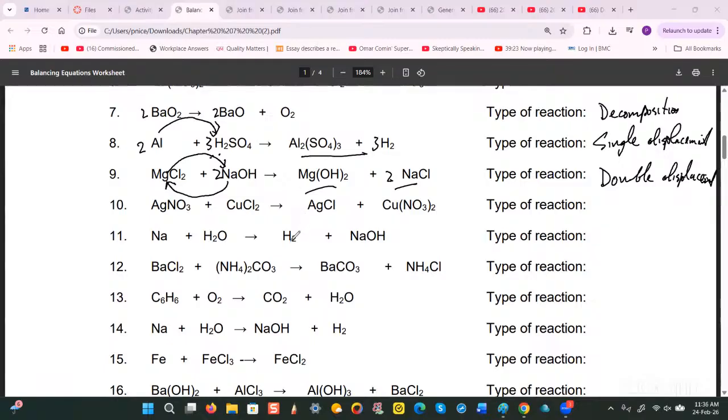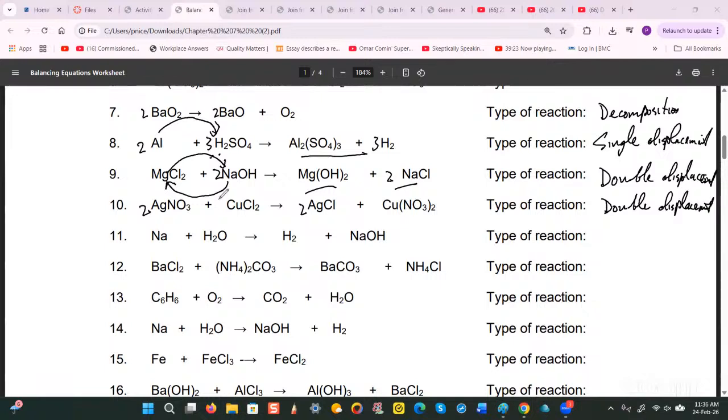How will you balance number 10? 2, 1, 2, 1. Okay, and what type of reaction is this? A double displacement. All right. So what I'm going to do is leave the rest for you to do because I want to get to the other sections before time runs out.